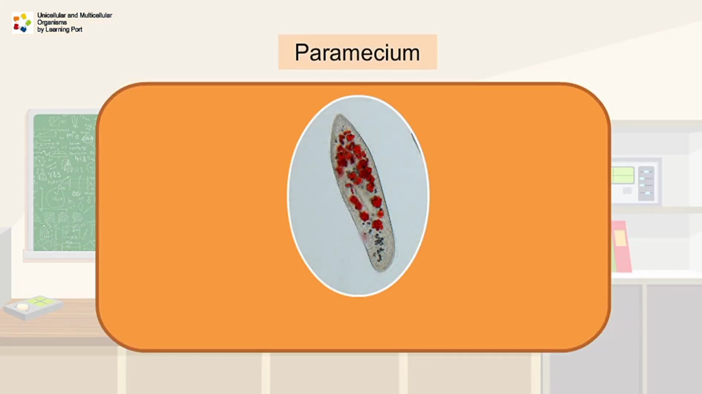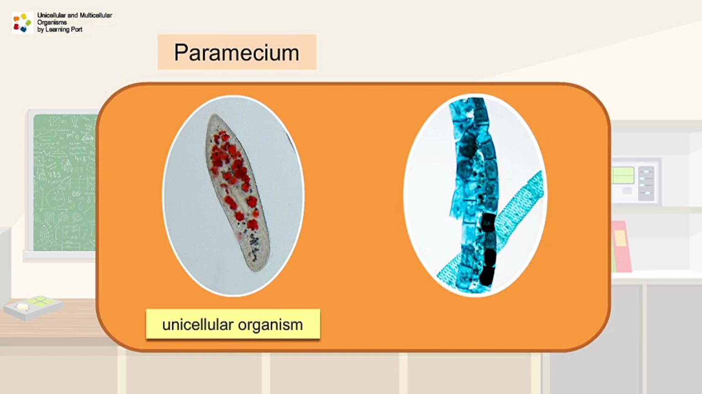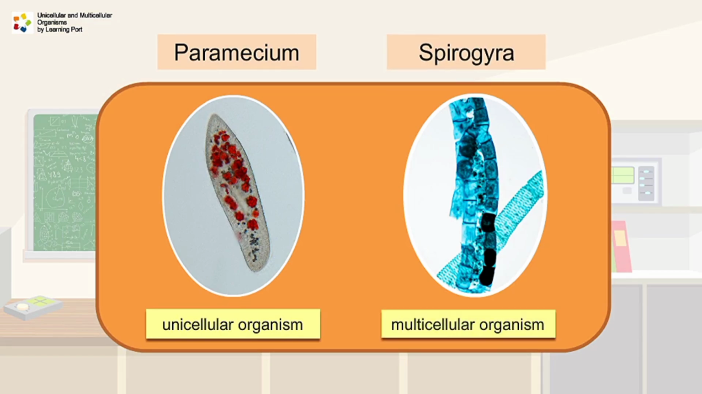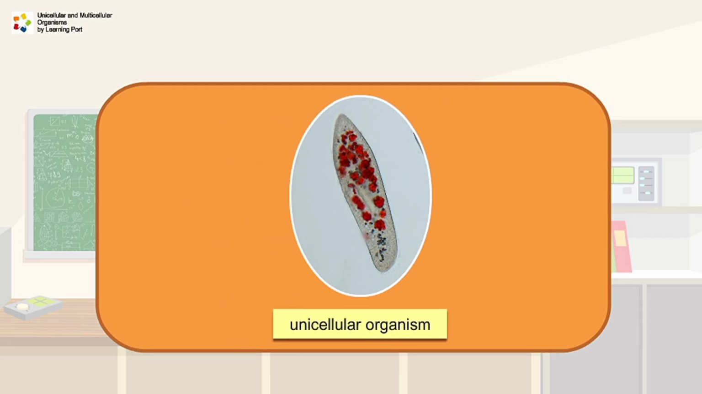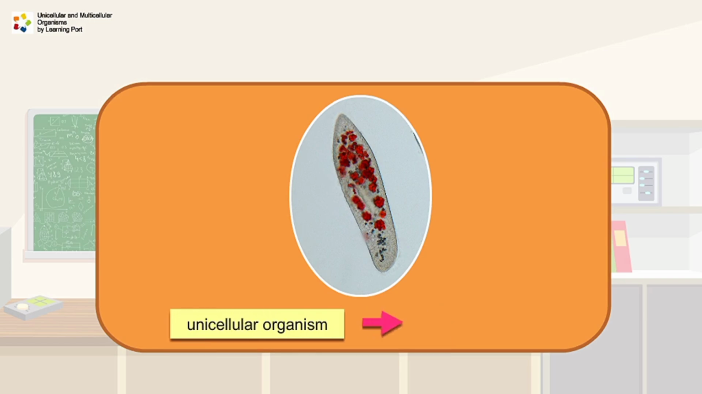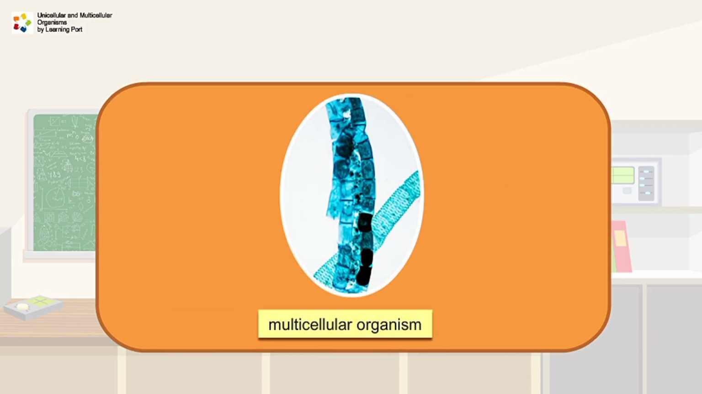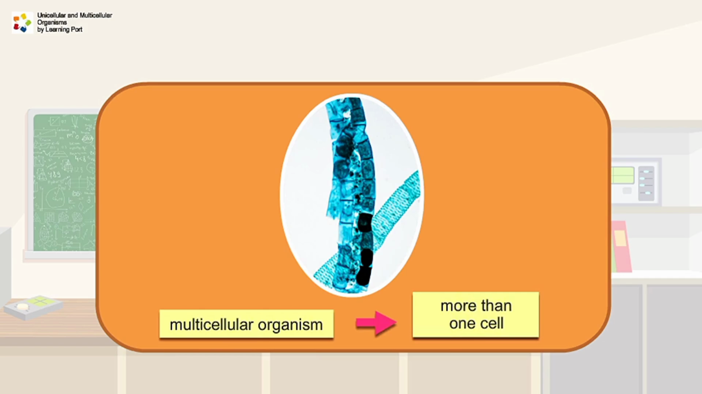Eddie explains. A paramecium is a unicellular organism, while a spirogyra is a multicellular organism. How do we identify unicellular and multicellular organisms? A unicellular organism consists of only one cell. A multicellular organism consists of more than one cell.